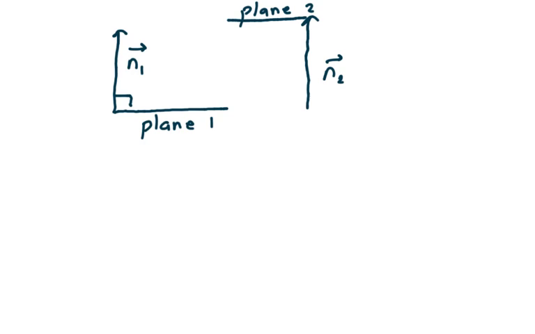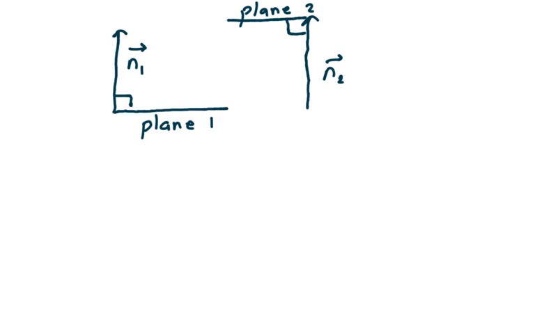Can we agree that if n1 and n2 are parallel, the planes are forced into being parallel? If n1 and n2 are not parallel, there's no chance that these planes are parallel. Because by design, plane 1 has to be perpendicular to n1, and plane 2 has to be perpendicular to n2. And so if the normals are not parallel, those planes are not going to be parallel to each other.